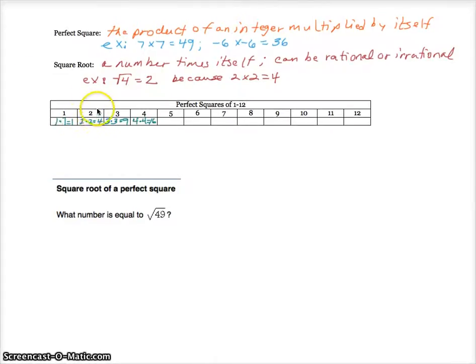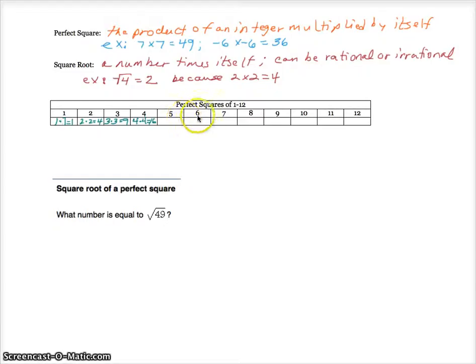So if we look at the first few perfect squares, we see that we're going to take the first 12 integers, multiply them by themselves, and see what their products are. So if you look, we have 1 times 1, and that equals 1. The next one, we have 2 times 2, and that equals 4. We have 3 times 3, and that equals 9. And then we have 4 times itself, which equals 16. So far we're just taking integers and multiplying them by themselves.